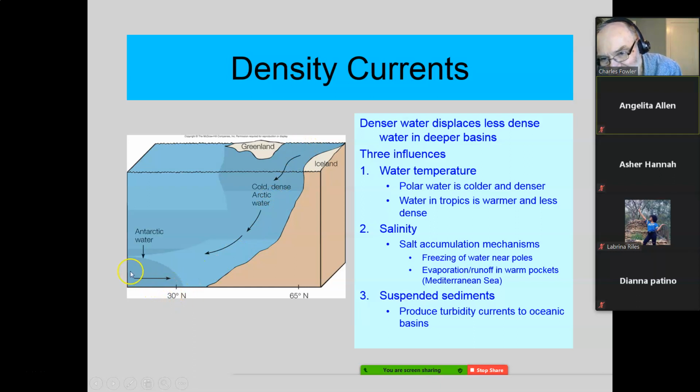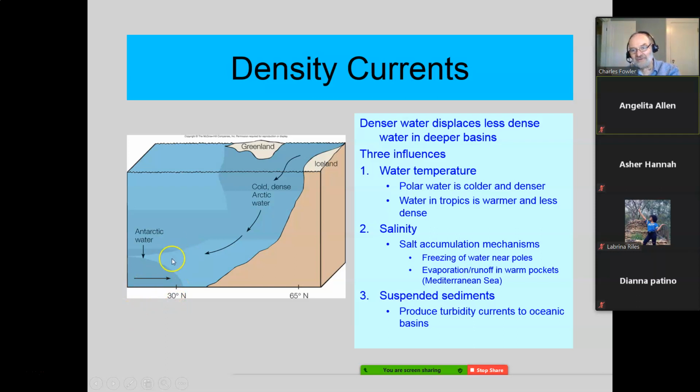And look at this. Antarctic water? That's at the South Pole, coming up to 30 degrees north. That's going all the way under the Atlantic, down deep in the Atlantic Ocean, across the equator, Antarctic water coming up that far and coming as far as 30 degrees north.